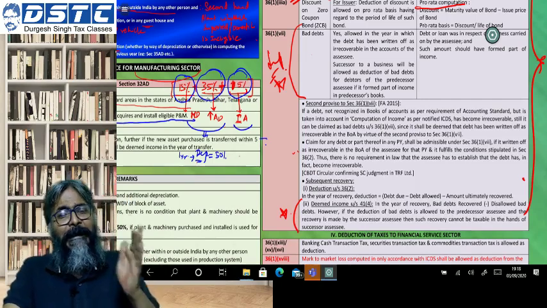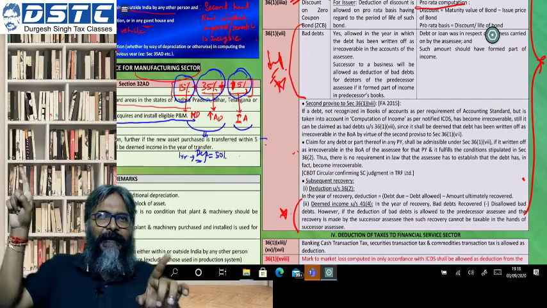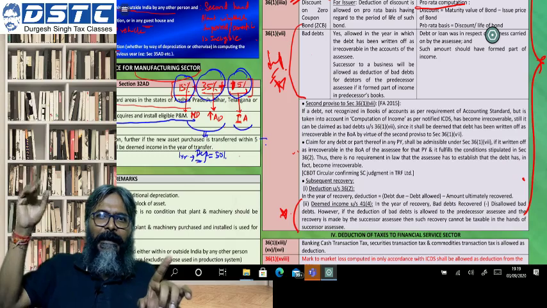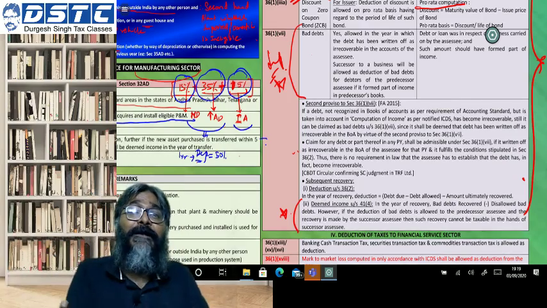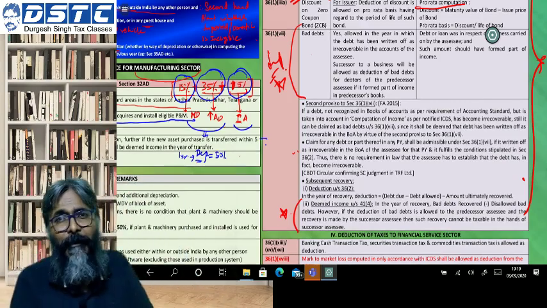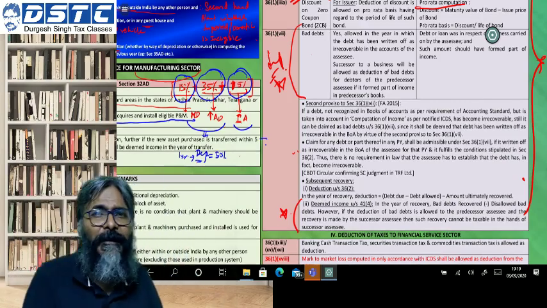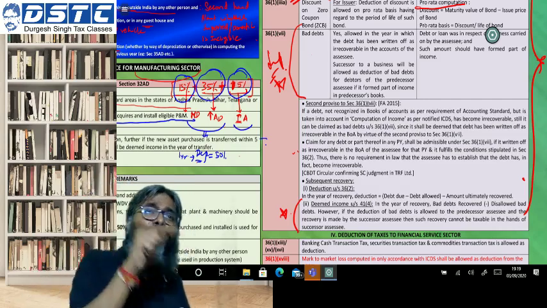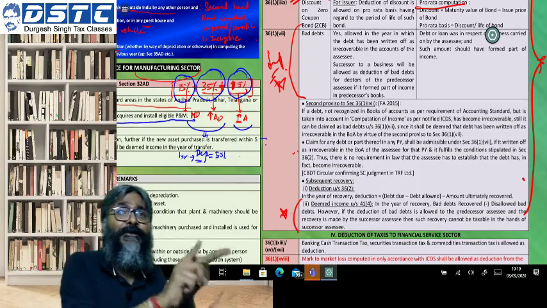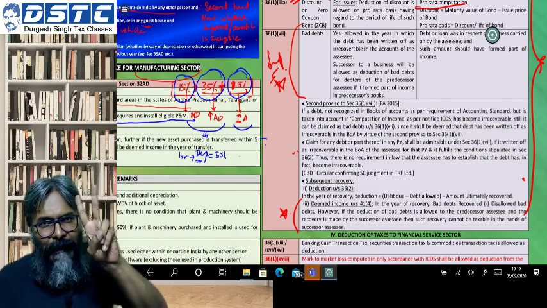Thereafter, the debtors would be on the balance sheet side. The debtors being on the balance sheet side, you are going to write off the debtors account in your books of accounts. And that write off of the debtors in your books of accounts will give you the deduction of bad debts. So, there are two conditions, students.